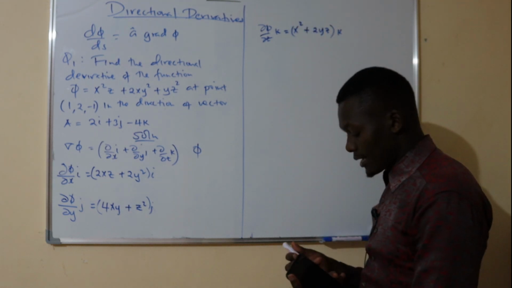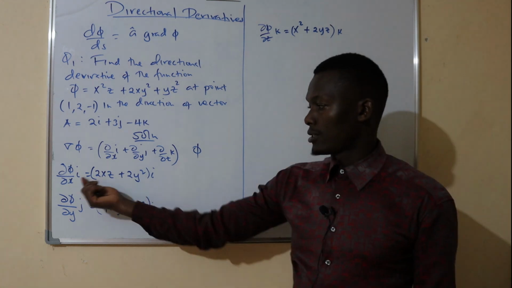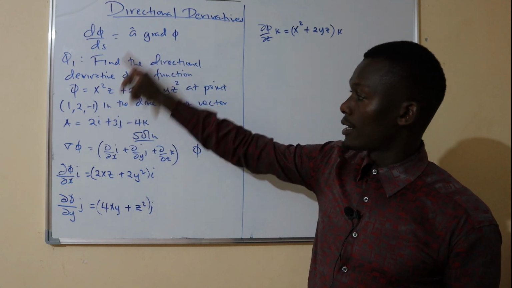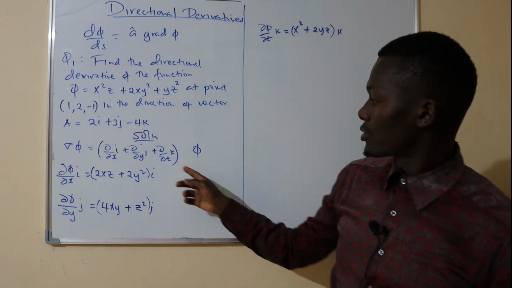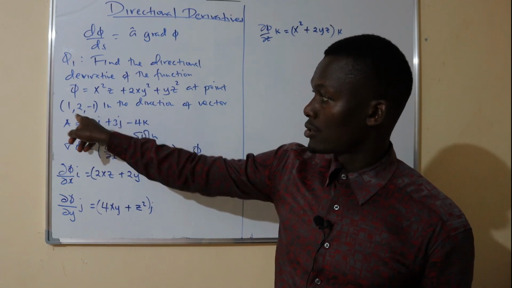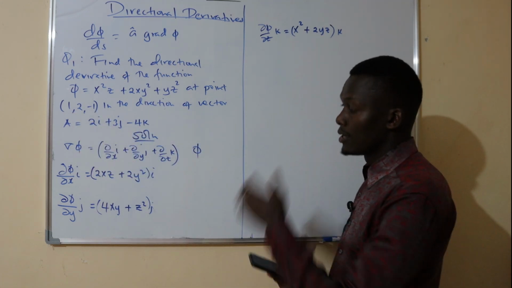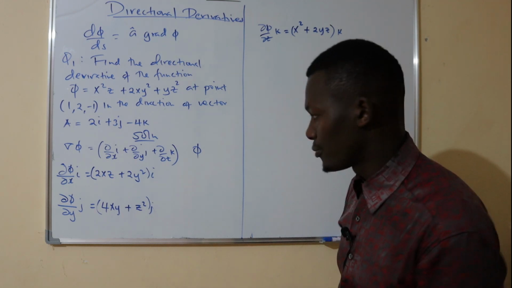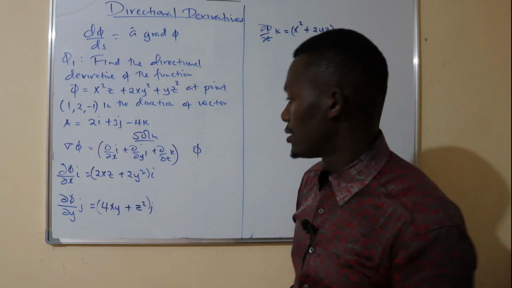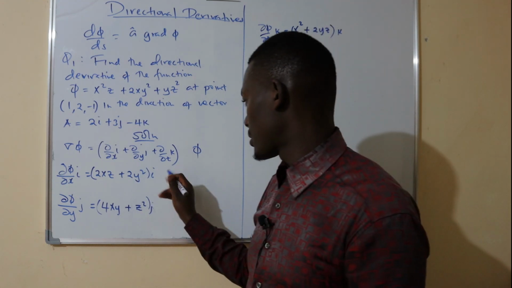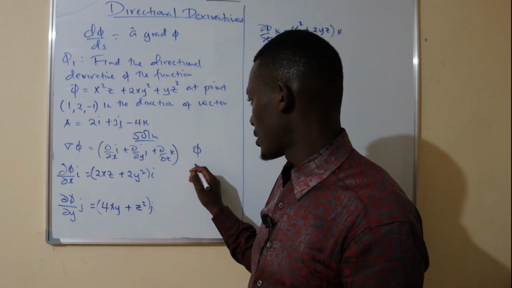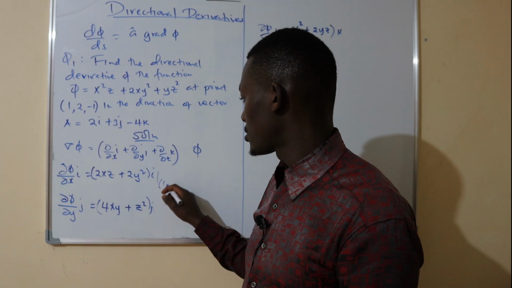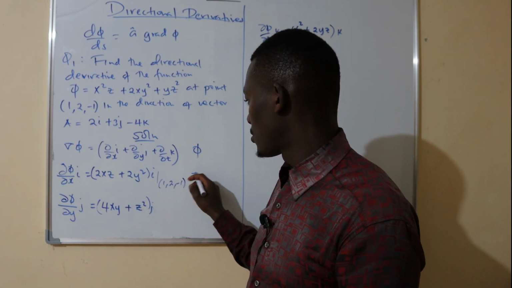Now, I always prefer writing the points adjacent to what we have here. Remember, you're getting the grad with respect to the point 1, 2, negative 1. So where you have an x, you put 1. Where you have a y, you put 2. Where you have a z, you put negative 1. In this case, you can work each term at a go. So at point 1, 2, negative 1, what will be my value?